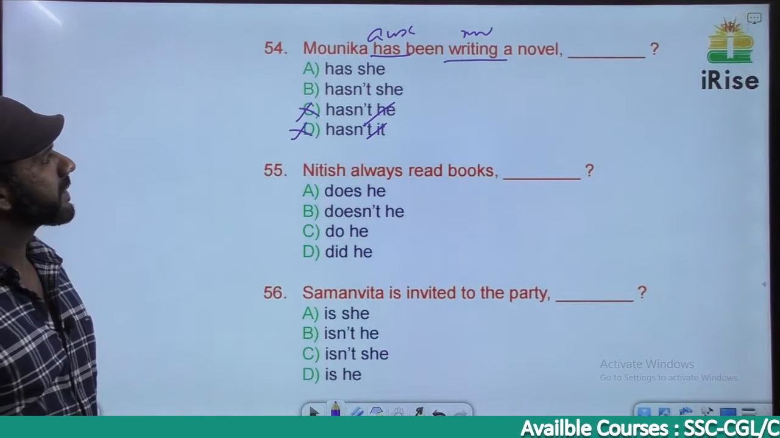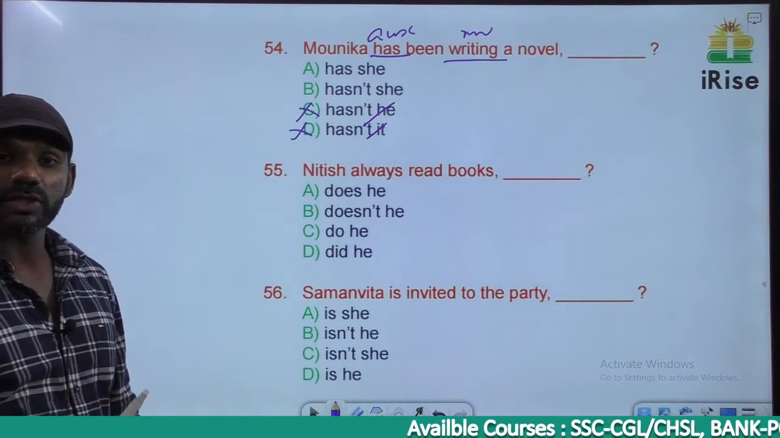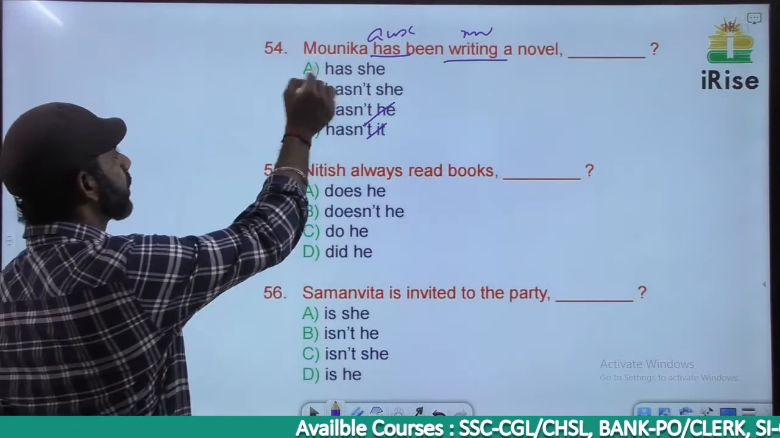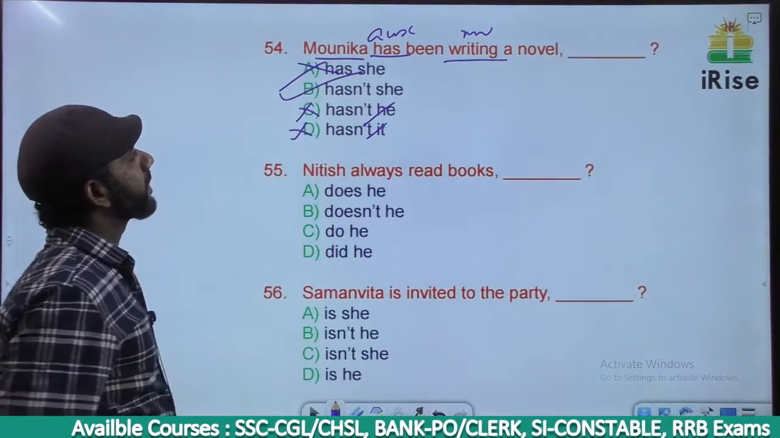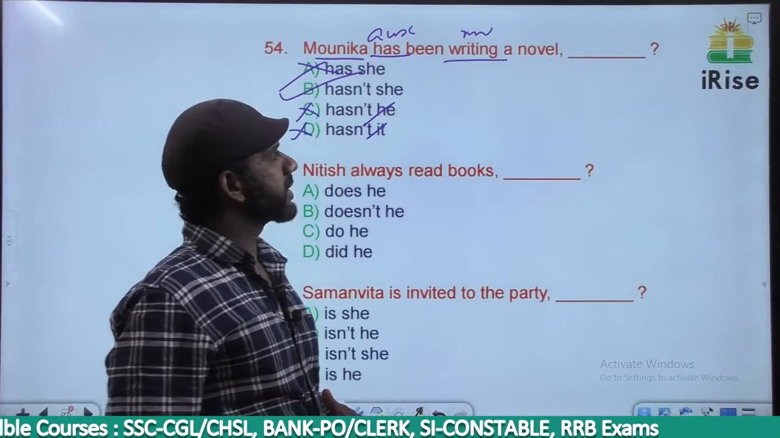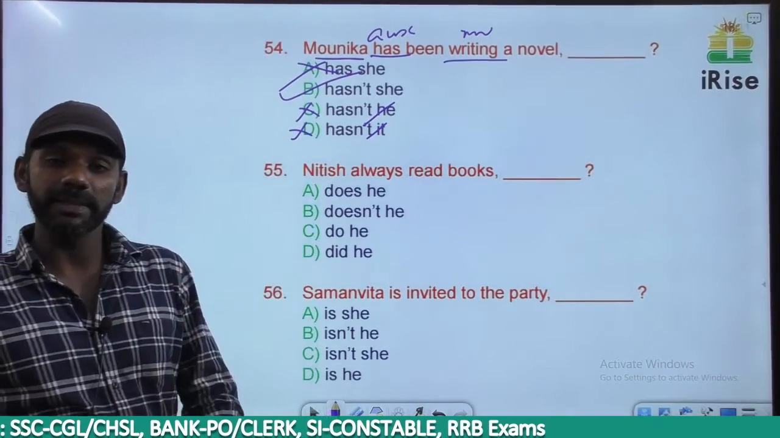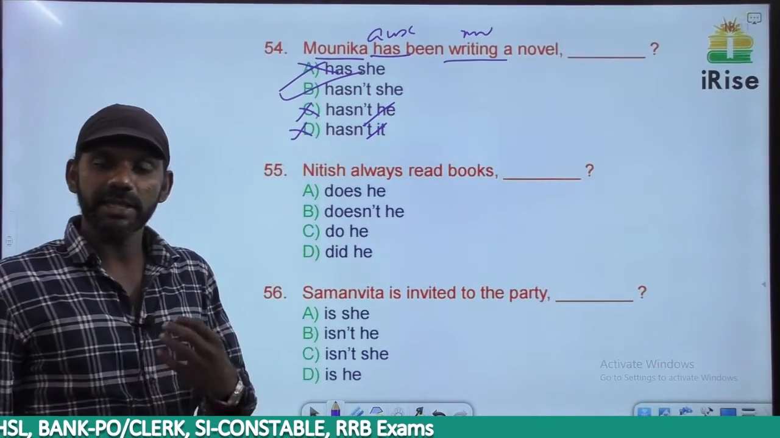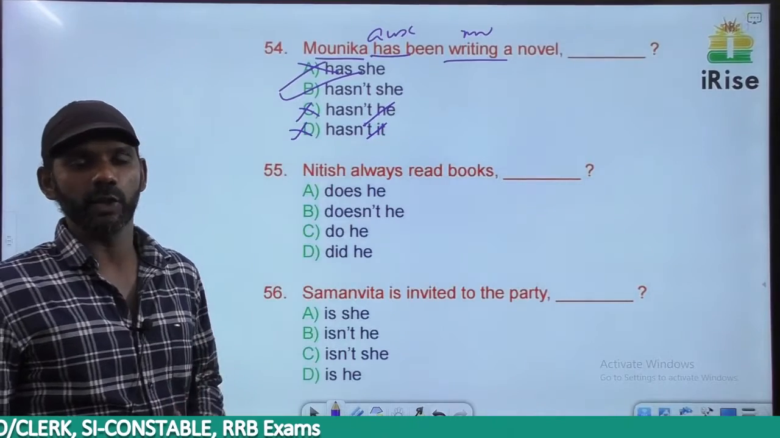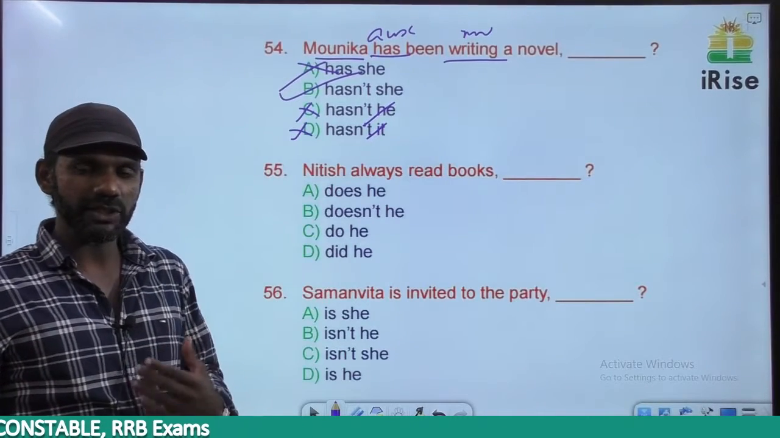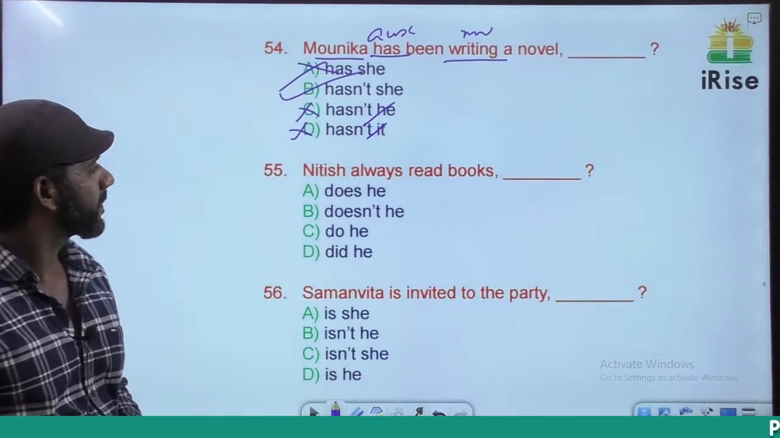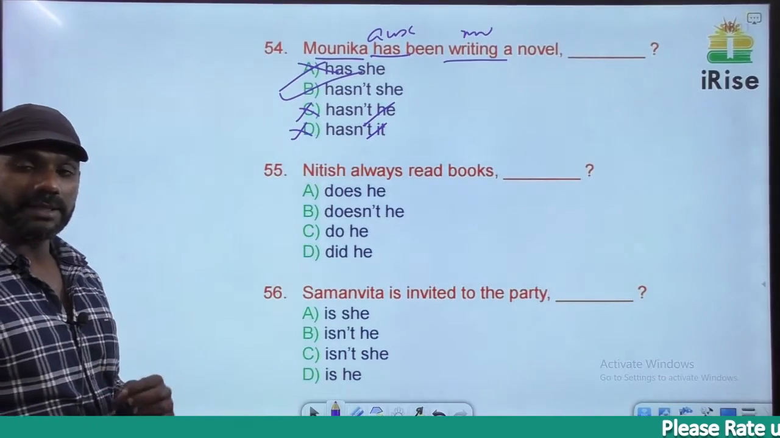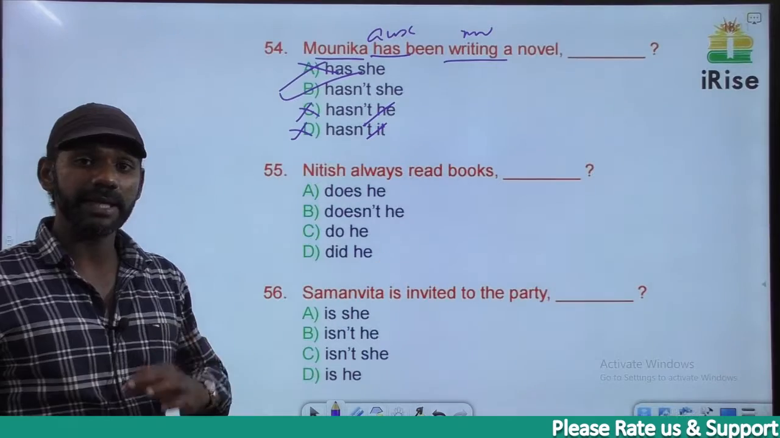No negative term. Tag must be negative. Has not. Short form is hasn't. So A is gone. Subject is Monica. She. So hasn't she. Monica has been writing a novel. Hasn't she means hasn't she been writing a novel? That's the meaning. Hasn't she been writing a novel? Present perfect continuous. The question and the answer must be in the same tense, the same category.